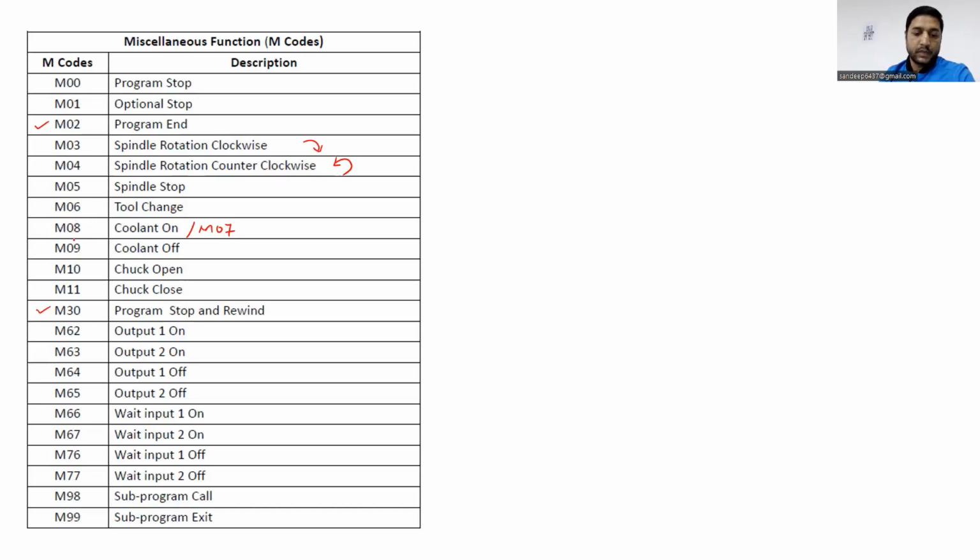M08 code is the general code for turning on the coolant system. However, M07 may be used to differentiate between flood and mist systems on machine tools equipped with both systems. After that, M09 is for coolant off, M10 is for chuck open, and M11 for chuck close. M30 we have explained already. After that, we have M62 to M77 codes, which are rarely used. Then we have M98 for subprogram call, and M99 is for subprogram exit.